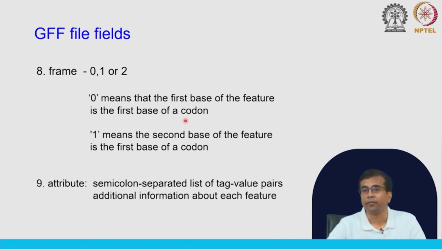And the final field is the attribute. This is a semicolon separated list of tag-value pairs, and it contains additional information about each feature. So, it will have some description kind of thing.